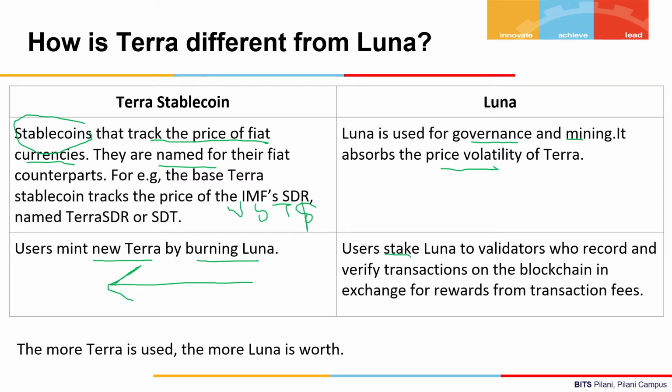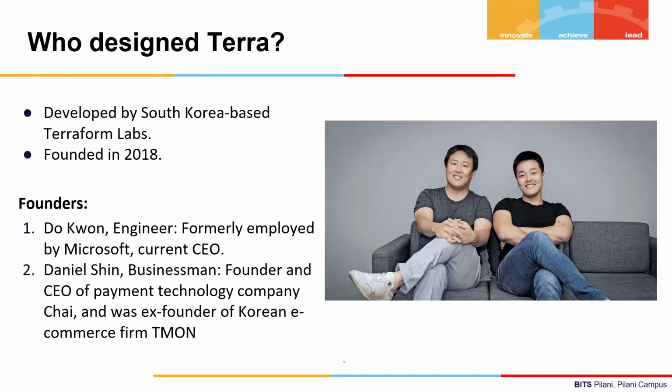So the word stake implies that, I'm pretty sure you'd understand, it's not based on the proof of work mechanism, but it's based on the proof of stake mechanism. And to ensure that staking happens, we use this Luna coin. Again, further details on this would be discussed in the subsequent slides. However, one important fact to note over here is that the more Terra is used, the more Luna is worth.